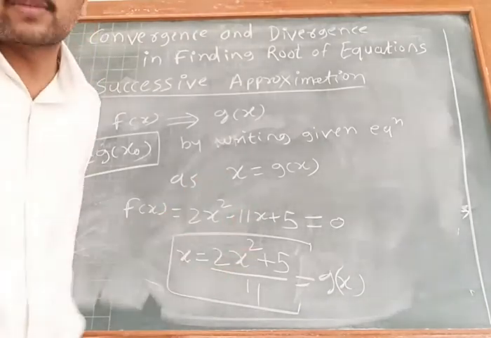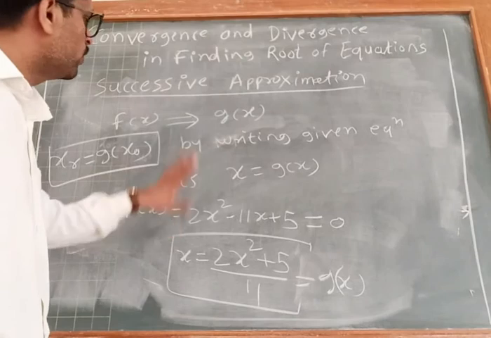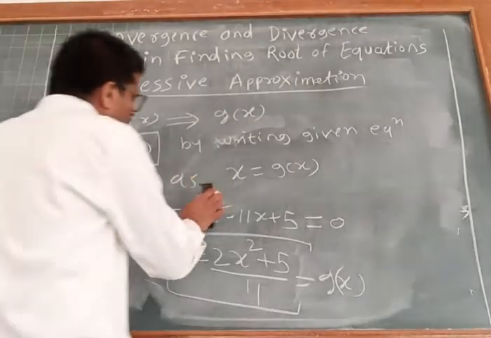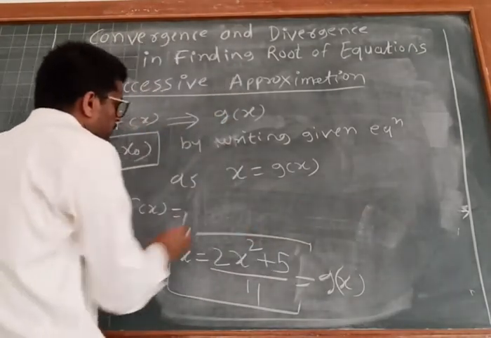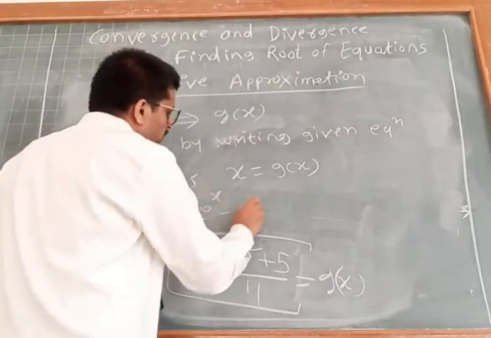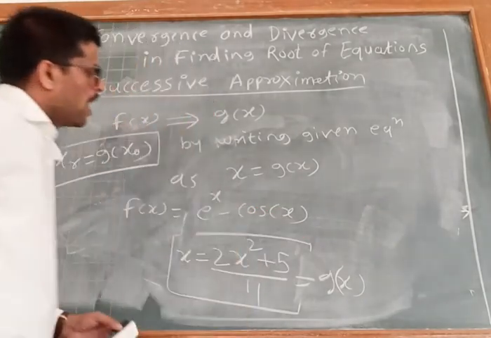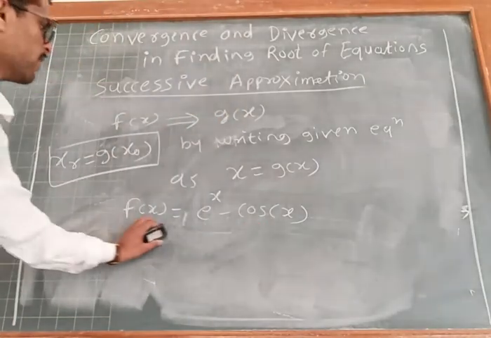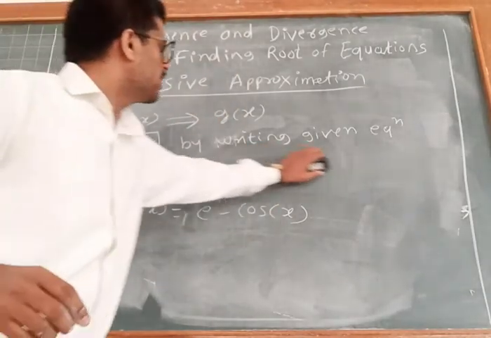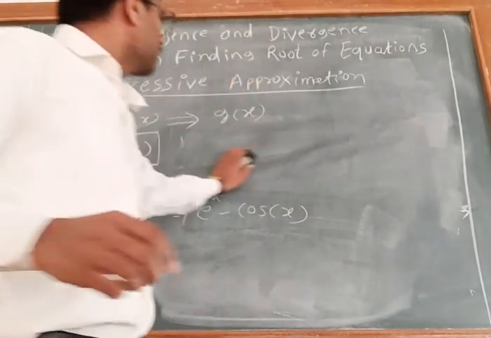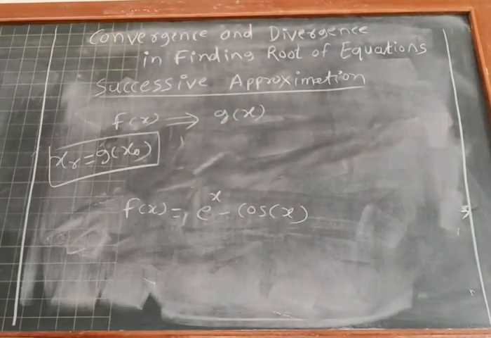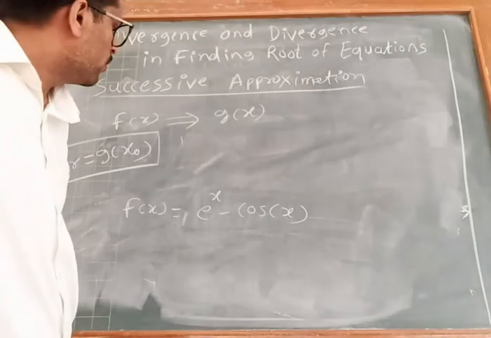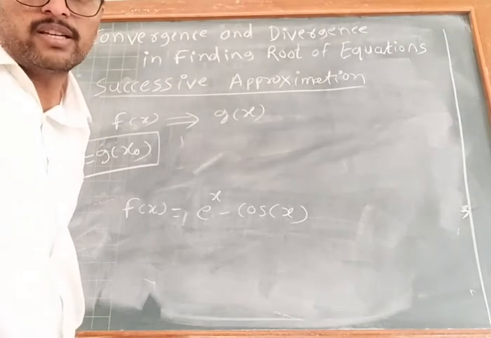Now I have explained how to convert the given equation f of x into g of x. You just have to take x on one side. Now let us consider the equation e raised to x minus cos of x. How to convert this f of x into g of x? Tell me how to convert this f of x into g of x. The equation is f of x is equal to e raised to x minus cos of x. How to convert this equation into g of x?